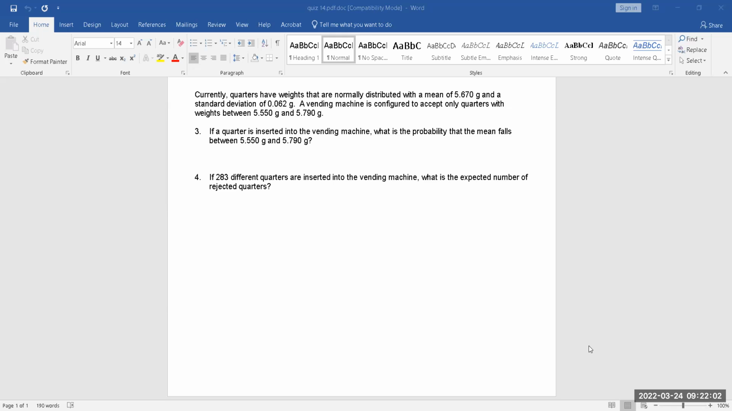What was your answer? Now, this is the probability of rejecting an individual quarter. And then you multiply. That's my P, that's my N, it's the same P.